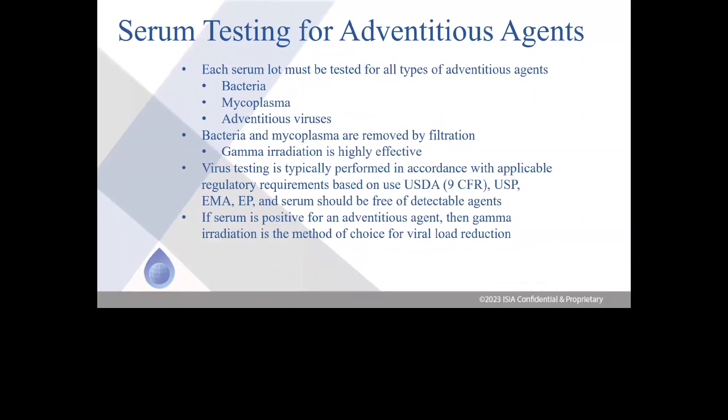Many tests are performed on each finished lot of serum, and a certificate of analysis is produced that lists all the testing. ISIA has a guidance document to explain this testing. It can be found in the standardization section on the ISIA website. Each lot of serum must be tested for all types of adventitious agents: bacteria, mycoplasma, and viruses. Bacteria and mycoplasma are removed by filtration, but because of their small size, viruses are not. So each batch of serum is tested for many viruses.